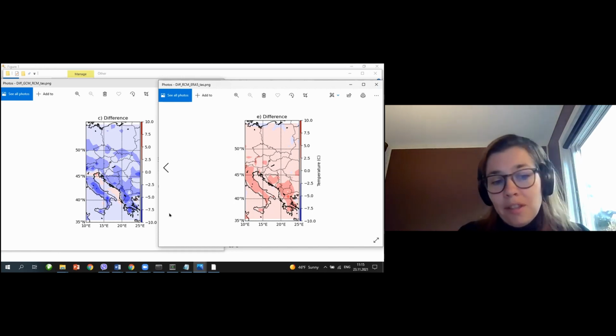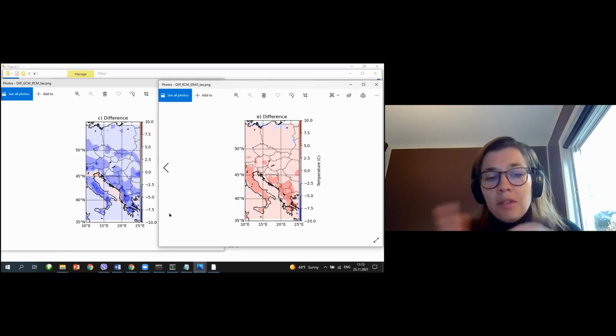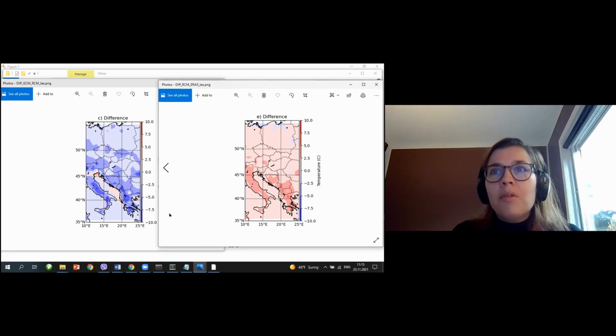So that's what you are seeing, that the global climate model is underestimating the temperature, and that's happening, unfortunately, maybe because it's missing some processes, doesn't see the mountains correctly, maybe precipitation, also convection is not represented correctly. There are many things that can be not represented correctly and a little bit better in the regional climate model.